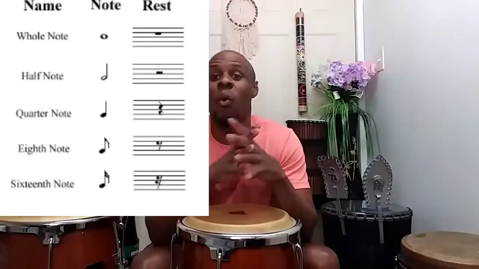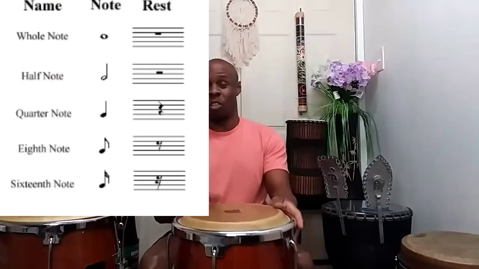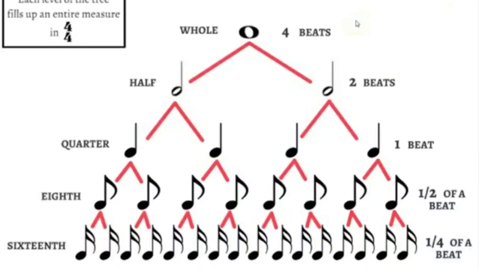First up, you have the whole note. It's very important, the whole note. The whole note gives you 4 counts. It gives you 1, 2, 3, 4. Repeat. 1, 2, 3, 4. This is the whole note, 1, 2, 3, 4.